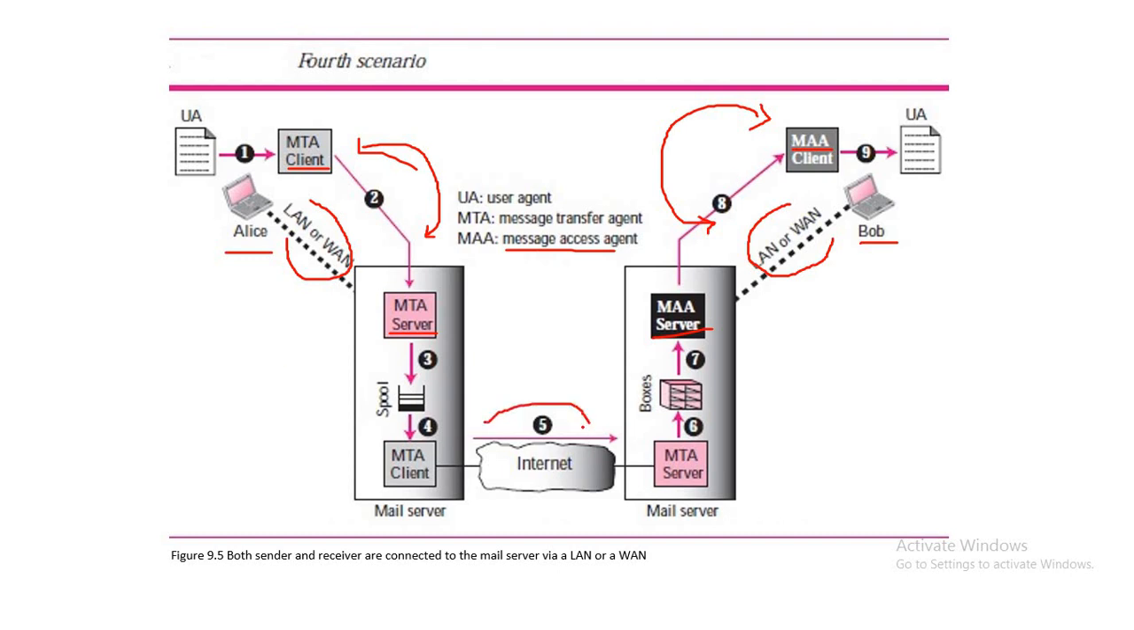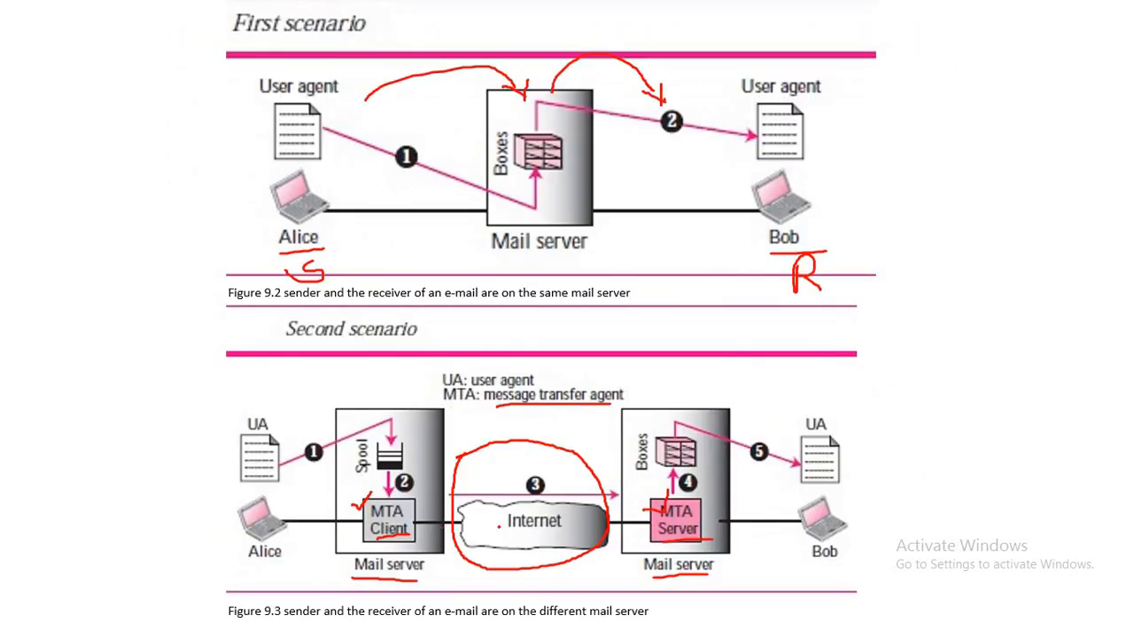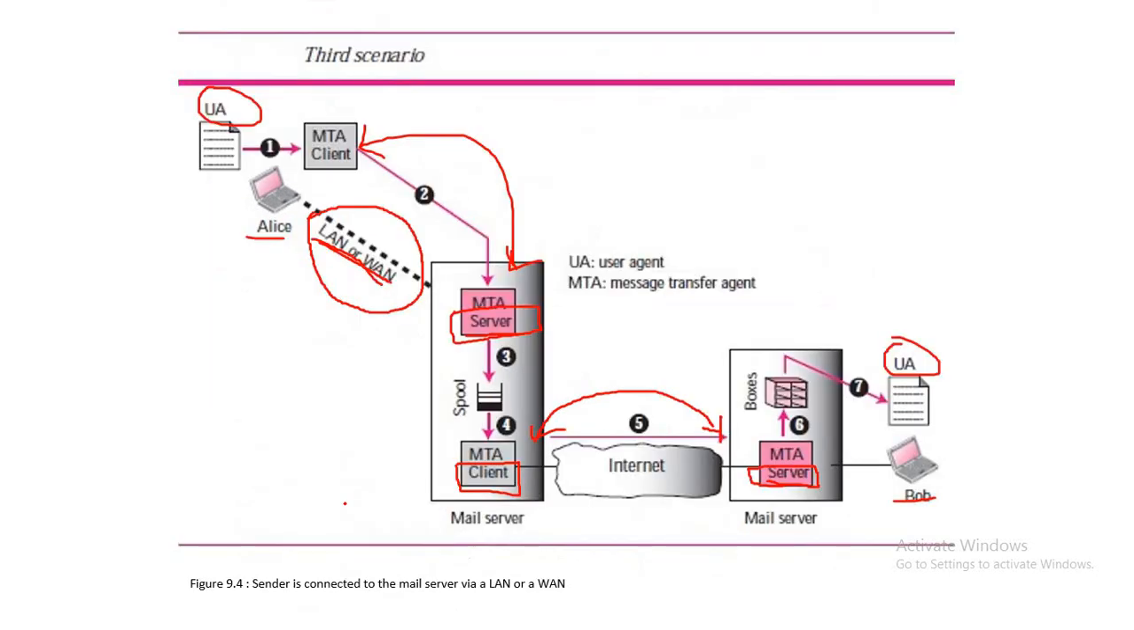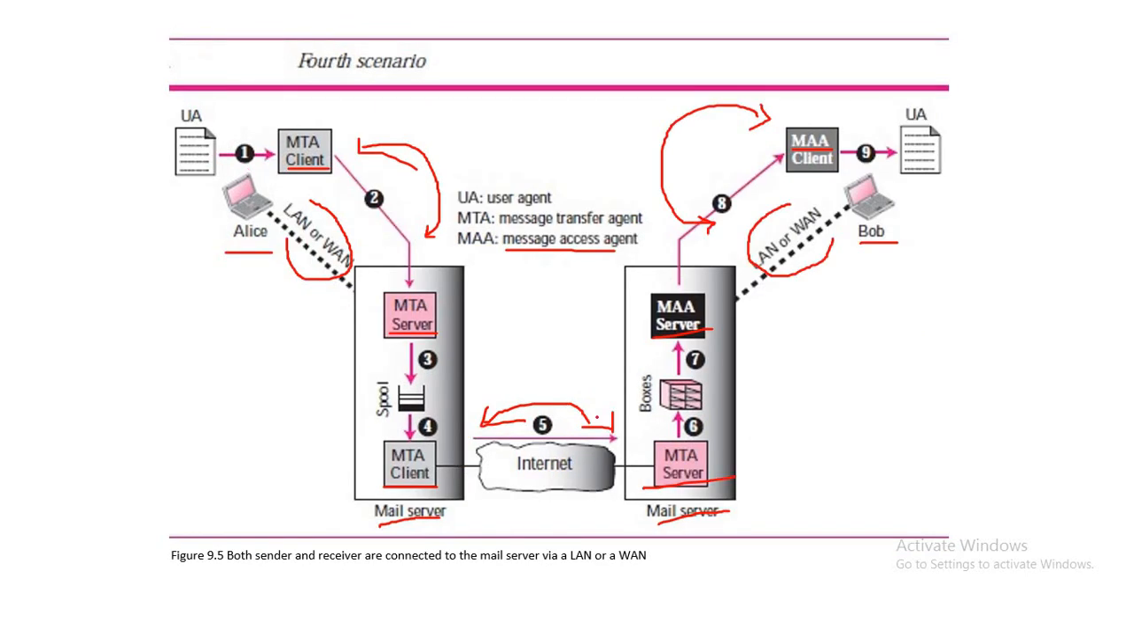Again, like our previous scenario, there is a client server communication between two servers, the sending side server and the receiver side server. So there is an MTA client and an MTA server. I hope you are able to understand all four scenarios of electronic mail. We are considering these scenarios with local servers as well as LAN and WAN connections. Users are connected with the LAN and WAN. So right now there is no web-based connectivity.